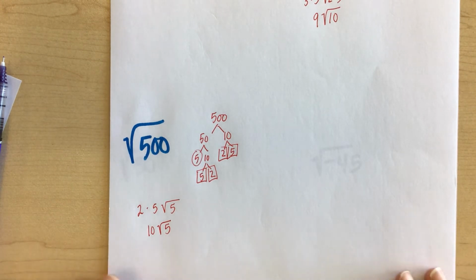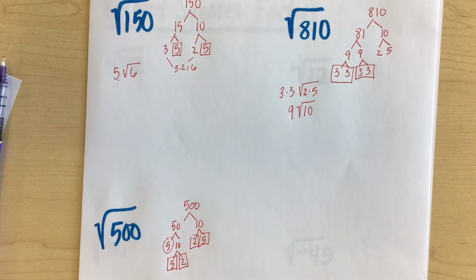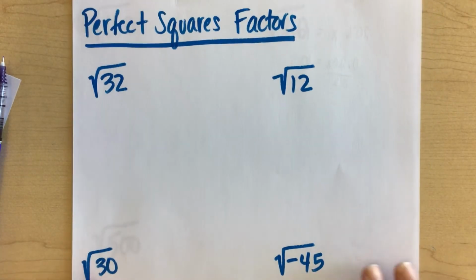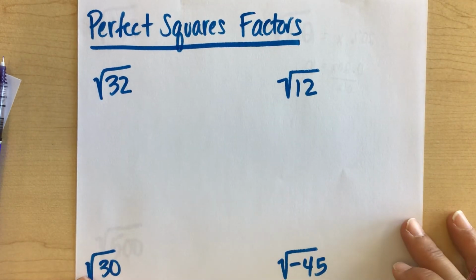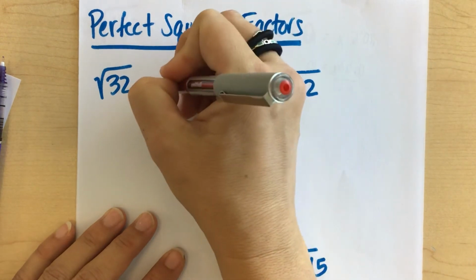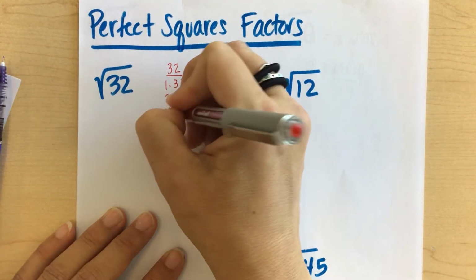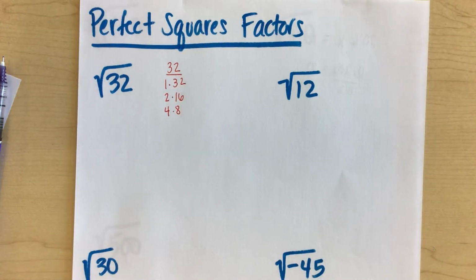Okay, so that is the factor tree method, right? Pretty simple if you remember how to do factor trees. Not too bad. All right, then we have another way. It's called the perfect square factors method. With this one, instead of making a factor tree, I'm just going to list all of the factors of my number. Okay, so 1 times 32, 2 times 16, and 4 times 8.